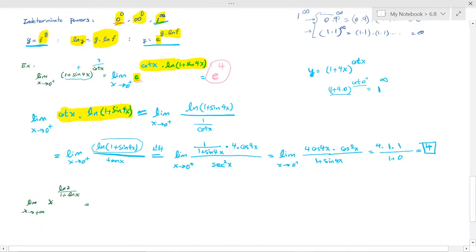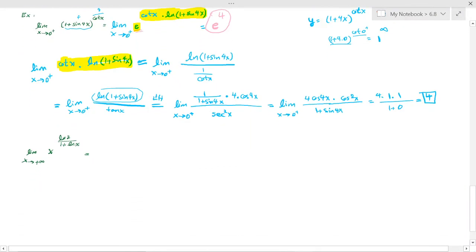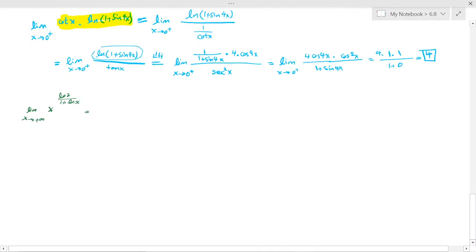It may be a bit complicated, so here's another example. Limit of x to the power ln 2 divided by 1 plus ln x. First, make sure that this limit is an indeterminate form. So I will check if I replace infinity. What I get is infinity to the power ln 2 divided by 1 plus infinity, which is infinity to the power 0. So therefore, this is an indeterminate form.